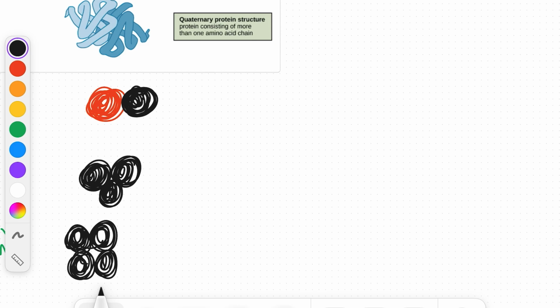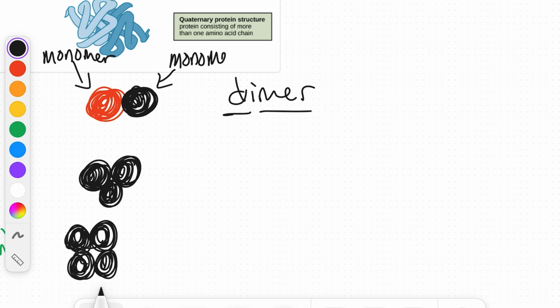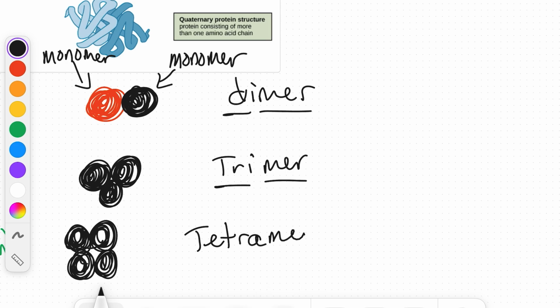This top one I would call a dimer. Two subunits. Or another way to think about it is like one subunit would be called a monomer. This would also be its own monomer. So dimer would be two monomers. In this next structure down, you guessed it, trimer, three monomers. Then the last one, tetramer. Four subunits.